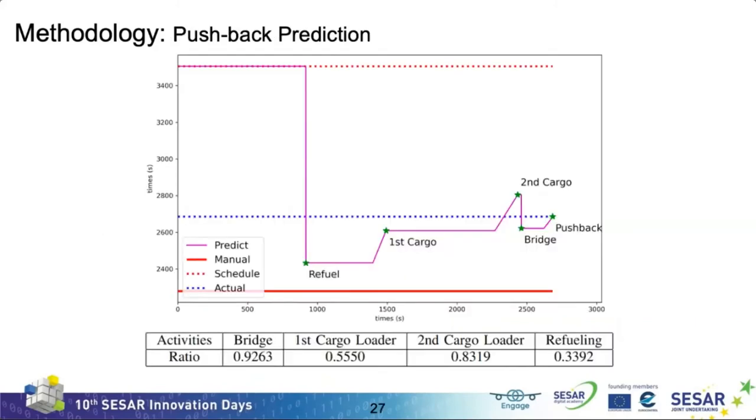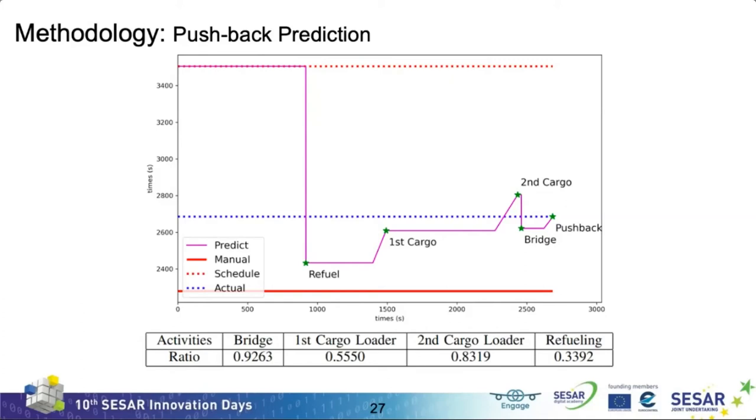From the historical data, we establish the relationship between the time required to finish activities and the pushback time. We calculate the average time to complete each activity and the ratios of these average times to the actual pushback time, as shown in the table. The predicted time is updated in real time, as shown in the figure. First, it is initialized to the departure flight schedule on the airport website.